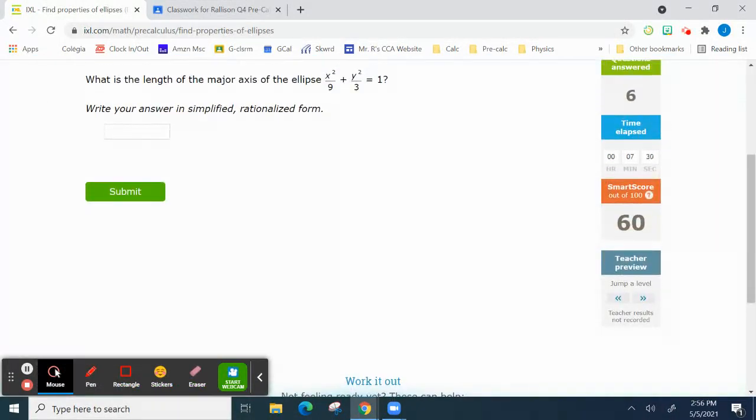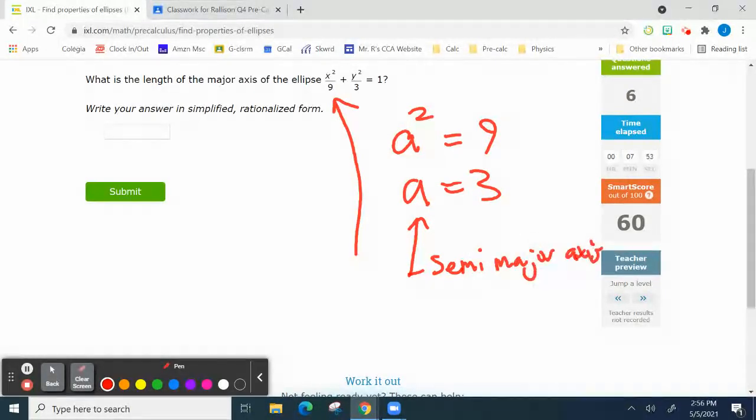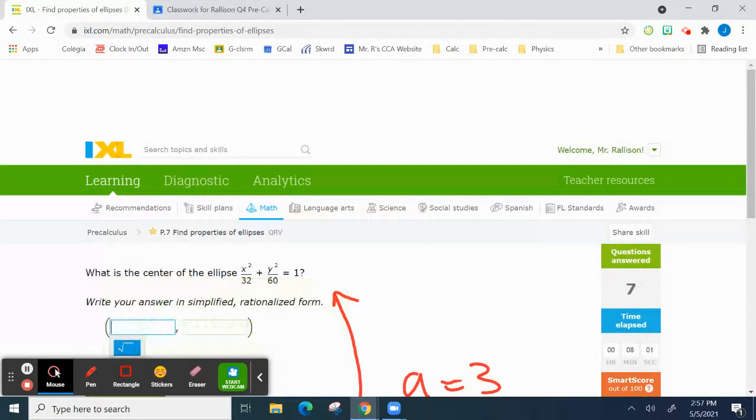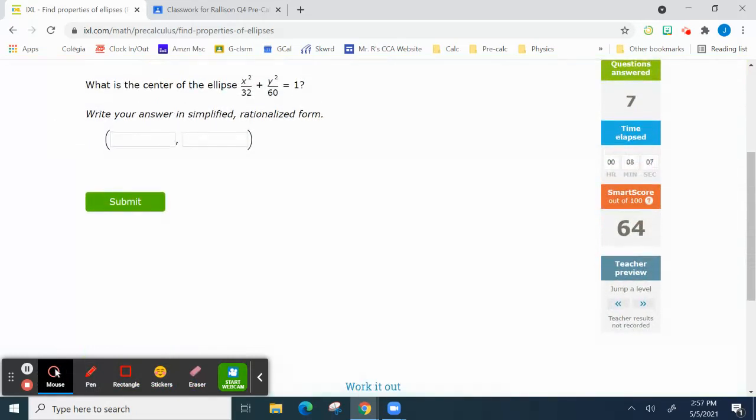What is the length of the major axis? So that is the semi-major axis squared, because that's going to be a squared, right? So if a squared equals 9, a equals 3, that is the semi-major axis. So the actual length of the major axis is going to be 2 times that, or 6. What is the center? Again, h and k, right, which are 0 and 0.